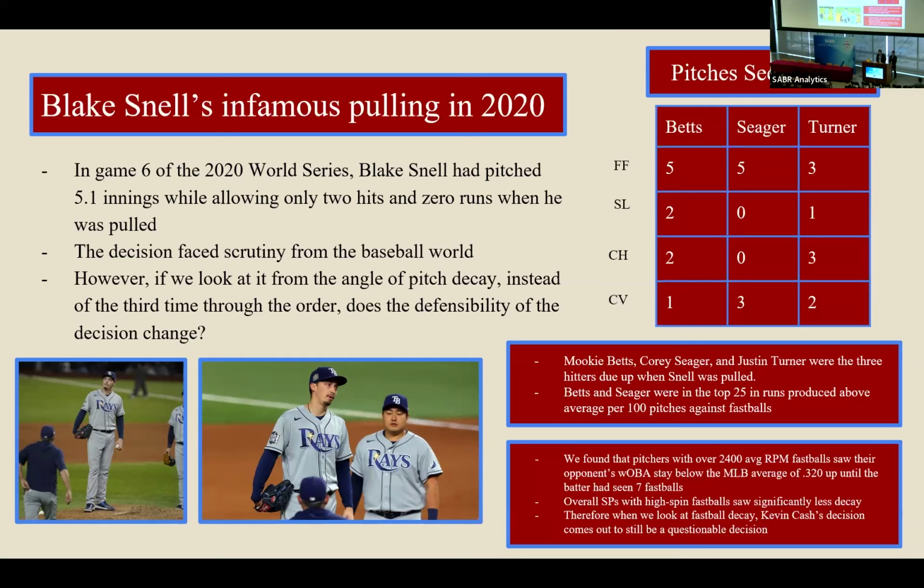To be clear, we are not attempting to make a claim of whether Kevin Cash was in the right or the wrong here. Importantly, we don't like controversy. But more importantly, this research on pitch decay is just a piece of the puzzle that goes into making high-stress decisions like this. The point of this example and case study is to show how research on pitch decay can help managers make better informed decisions regarding their pitching staff.